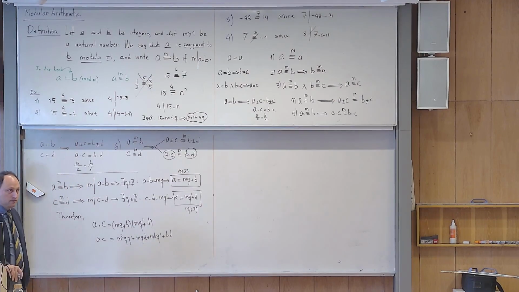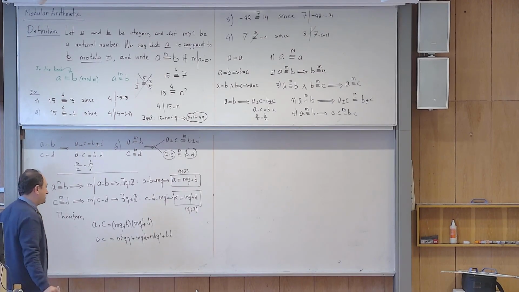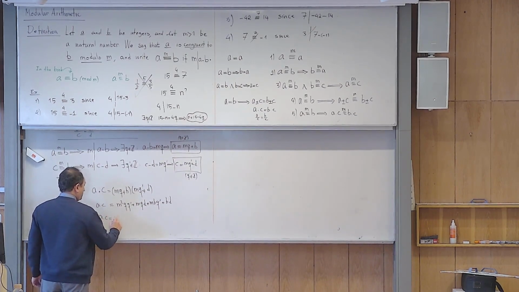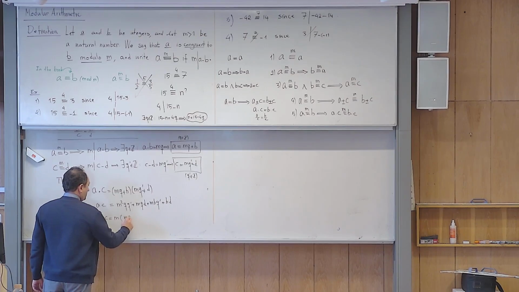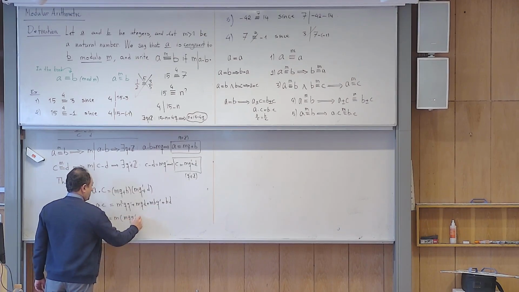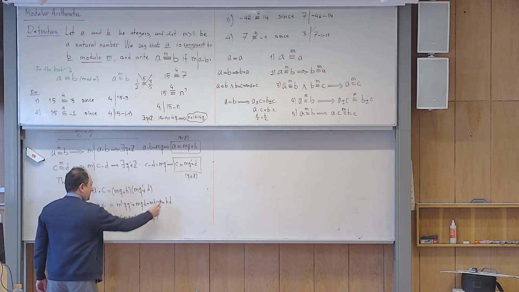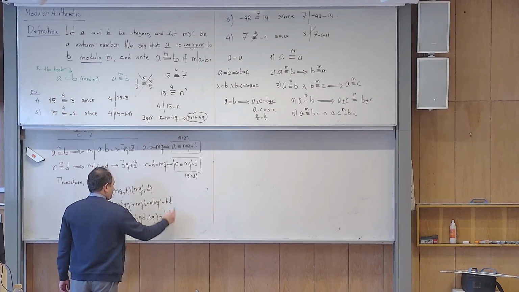Any ideas? Pardon? Factor M. Yes, because you have enough experience, hopefully. Yes? AC becomes, I can factor M out. I am left with MQQ prime here. I am left with QD here. I am left with BQ prime there. And then I had a BD at the very end.